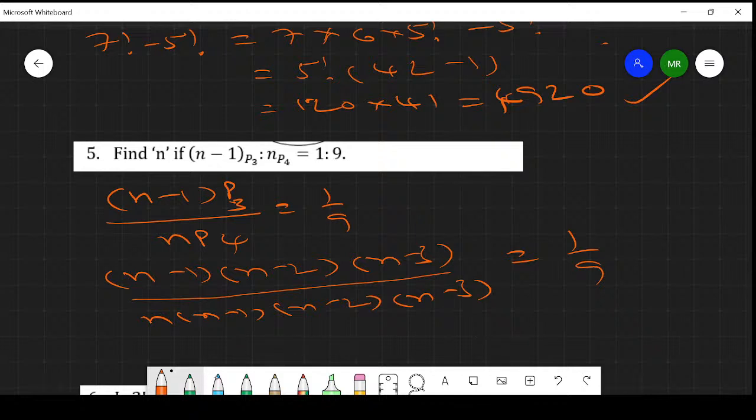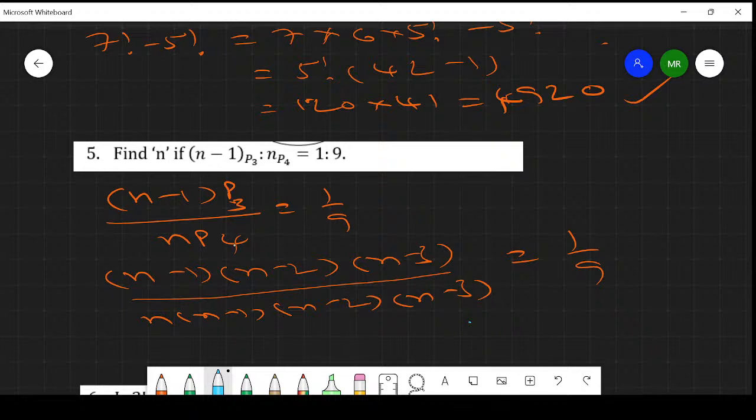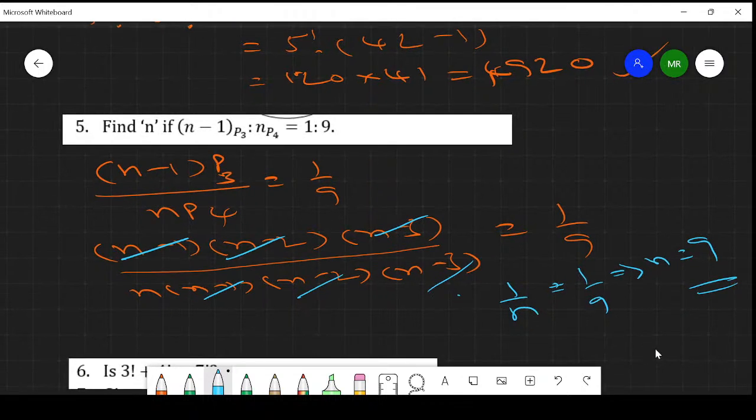Now you can see here, when I have taken consecutive factors, nP4 as 4 consecutive factors, n, n minus 1, n minus 2, n minus 3, I got 1 by n is equal to 1 by 9. Now from this, if we do cross multiplication, n into 1 equal to 1 into 9, you will get this answer: n is equal to 9. Simple, n is equal to 9.